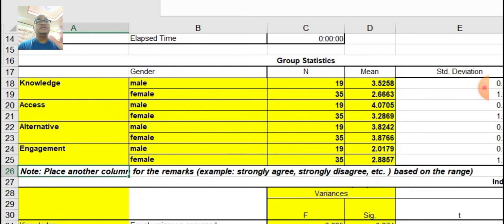Okay, so I'll proceed now to the interpretation proper, no? And discussion proper. Although I discussed this already to you, but there are some of you who may have questions pa rin on how to do it. Sige.